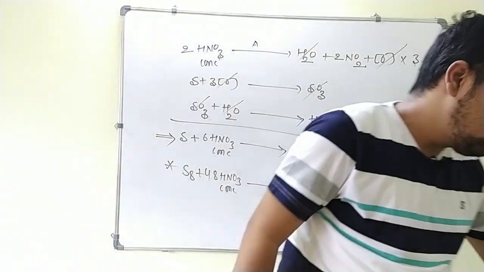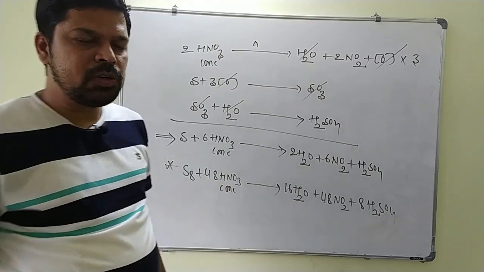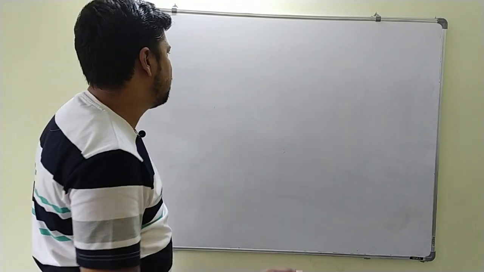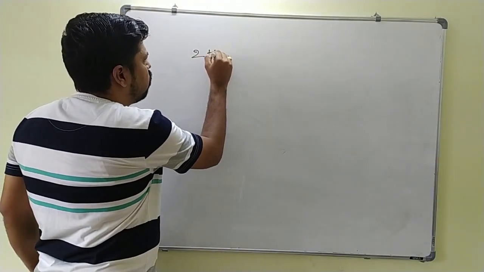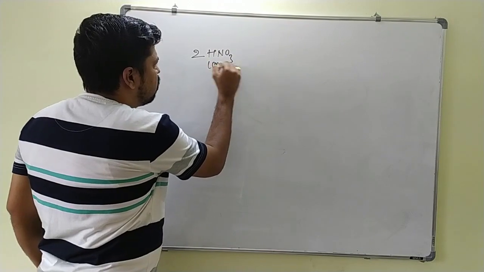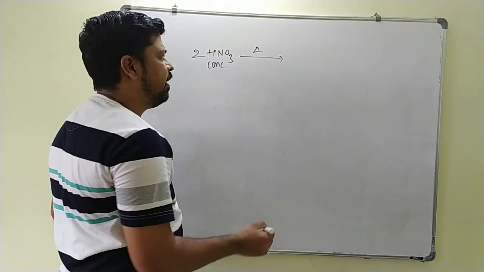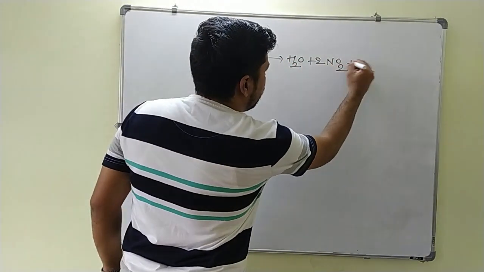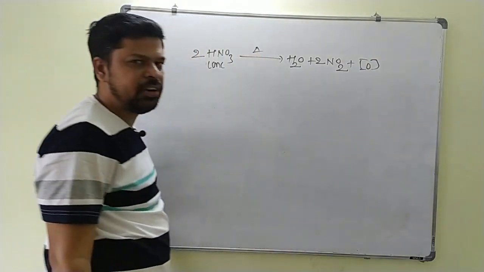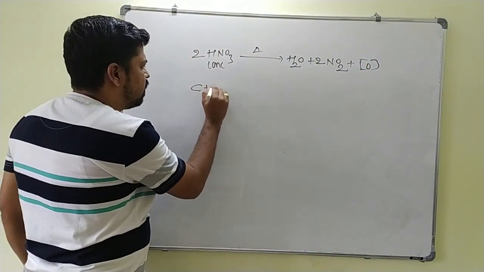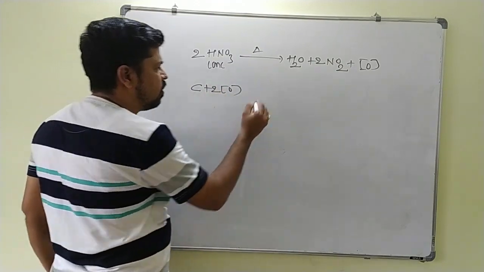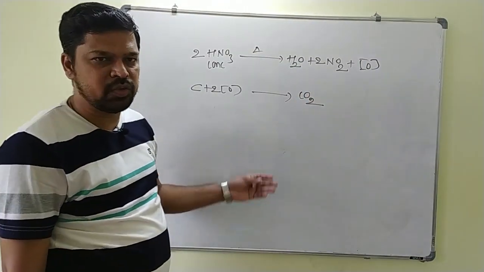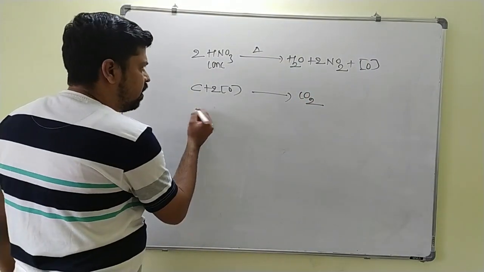Next one, oxidation of carbon. Carbon is oxidized to carbon dioxide. So we will take 2 moles of HNO3, that is concentrated. Again, this decomposition gives what? Water molecule plus 2 moles of NO2 plus 1 nascent oxygen. We know that carbon reacts with 2 nascent oxygen to form what here? CO2. This is again a non-metal oxide. Whenever it is dissolved in water, it gives H2CO3 also.